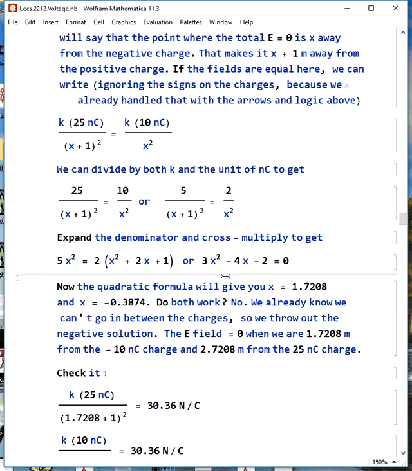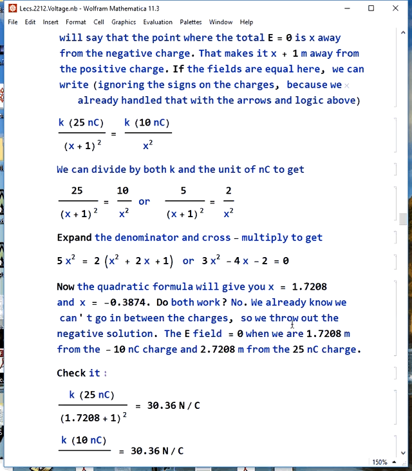Now, we can solve a quadratic equation pretty easily. The quadratic formula gives us two solutions, x equals 1.721 and x equals negative 0.387 meters. Did both of them really work? No, we already figured out we can't go negative. That puts us between the charges and we know that won't work. So this is a solution that does not make sense for us.